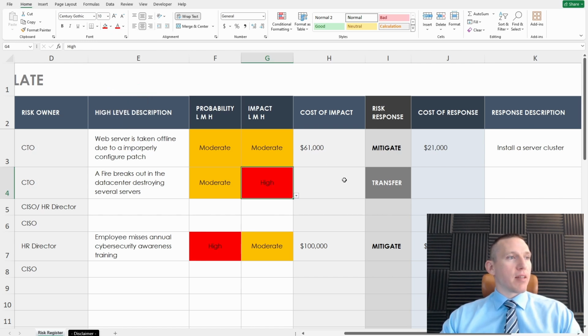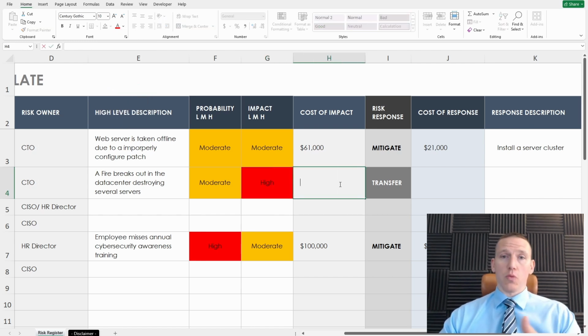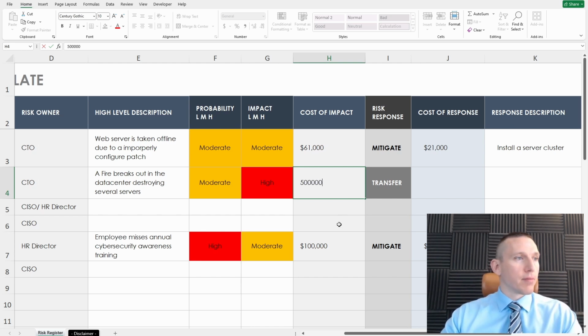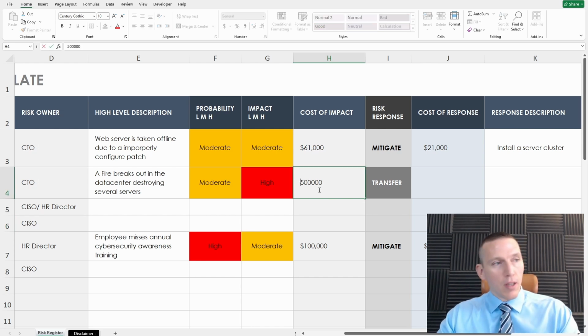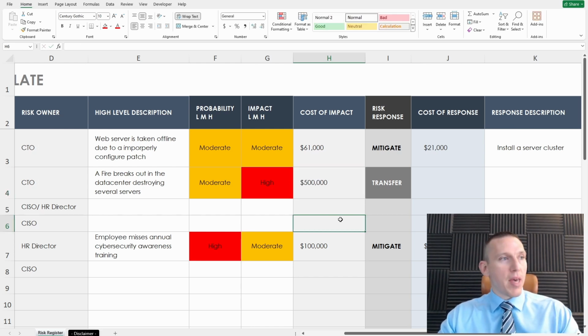The cost of the impact, if we've lost our servers, we have the downtime from the servers going offline, including the web server. So it would include the impact of the web servers essentially as well. Maybe we'd say this is going to be 500,000. So $500,000 potential impact.